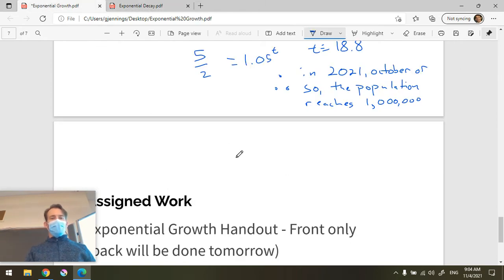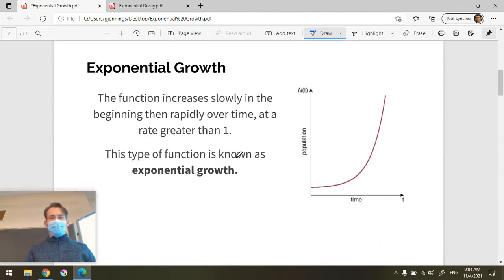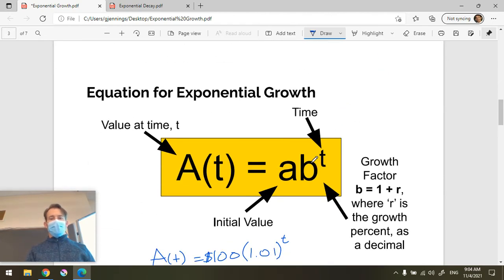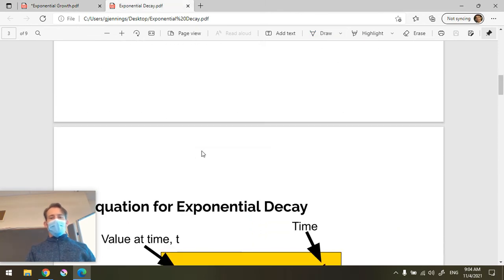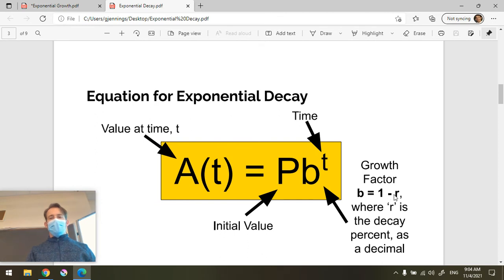The only difference between an exponential growth and exponential decay is this b number here. In growth it was 1 plus r. In decay, we're going to have this number be 1 minus r, where the rate is the percentage decrease as a decimal. So this number is going to be between 0 and 1.